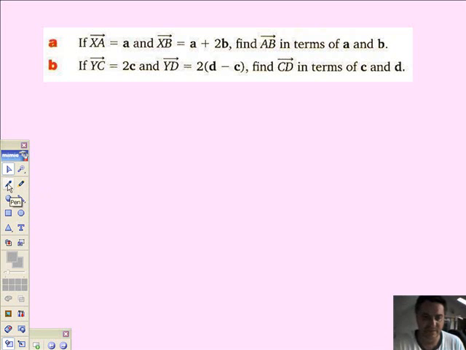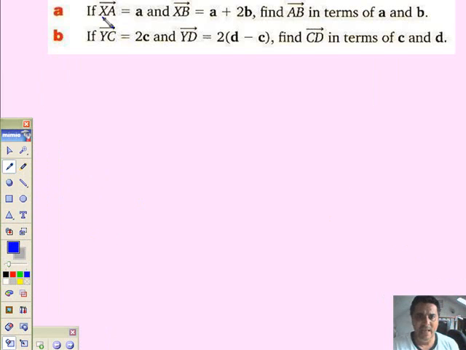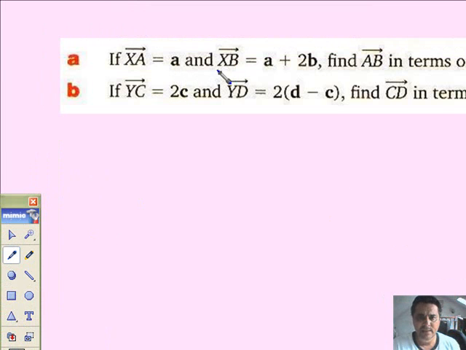And this is question 6 in the Assess 19 on page 286. Small question, I'm sure it's got power in it. Right, power pack question. XA is A, and XB is A plus 2B. I've got to find AB essentially. Right, so I want AB.